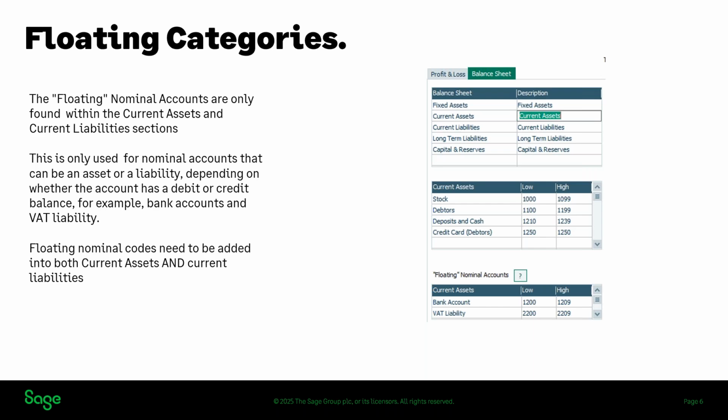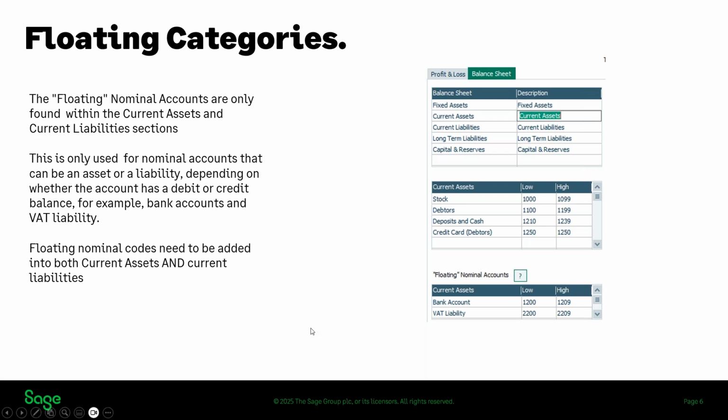So for that reason, we have some nominal codes which can be both depending on their debit or credit status. These tend to be your bank accounts and also your VAT liability, because you might find yourself in a situation where you are owed a refund for VAT for various reasons.